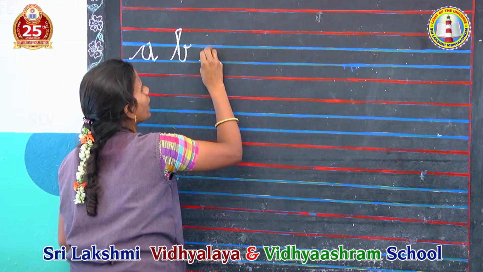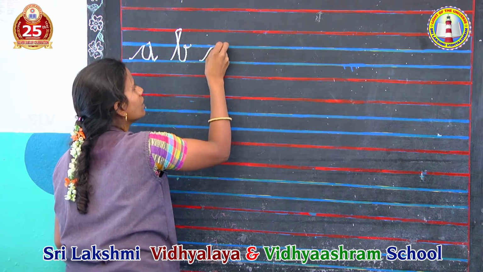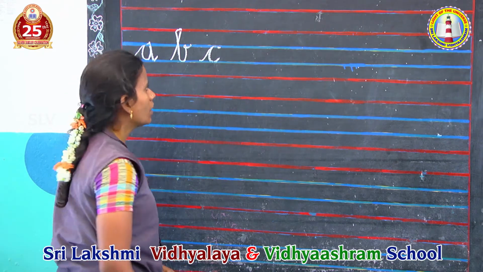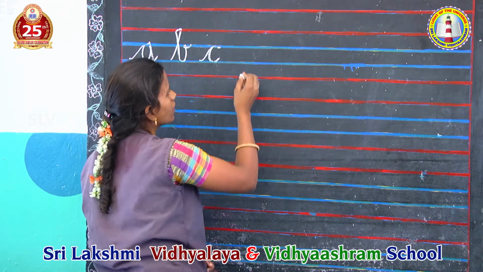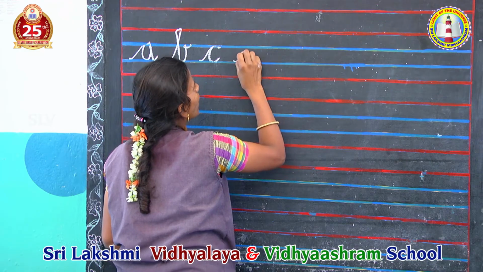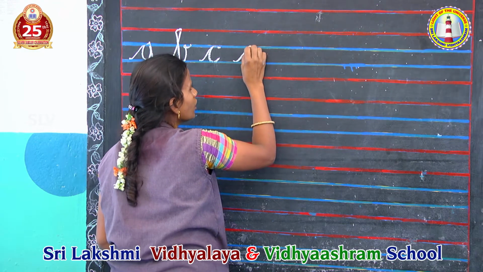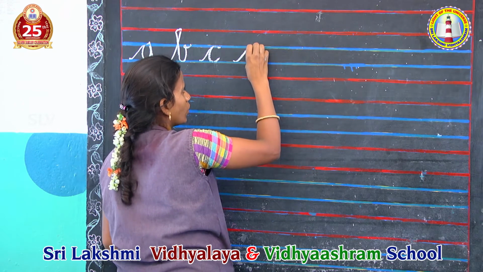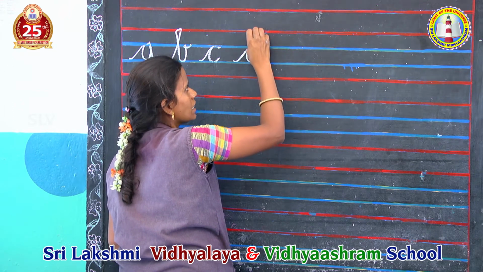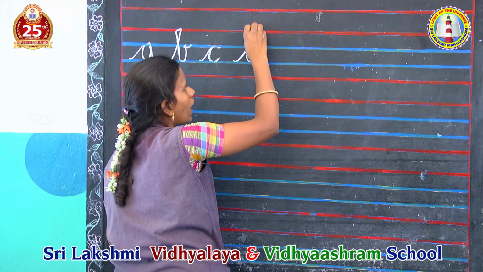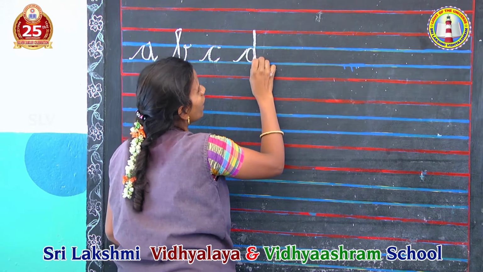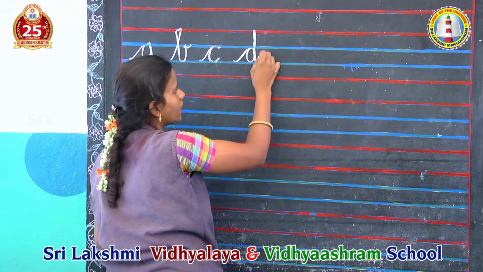Draw a stroke line and then curve. It's called C. Next, we write the letter D. Draw a stroke line and then make a circle and then go to the top of the standing line, again backward of the standing line and then small slanting line.